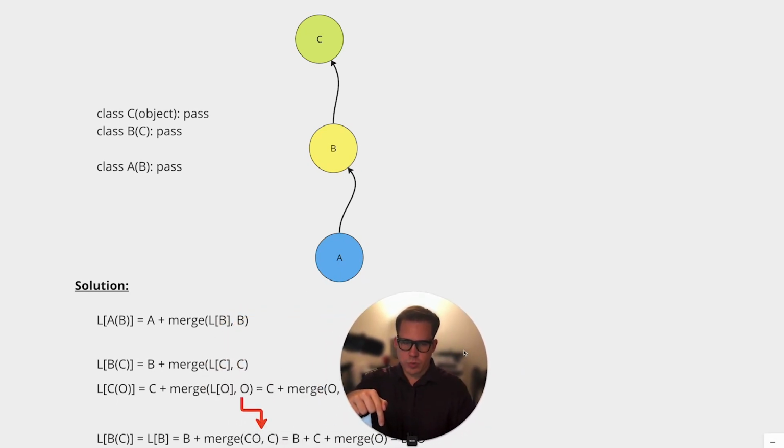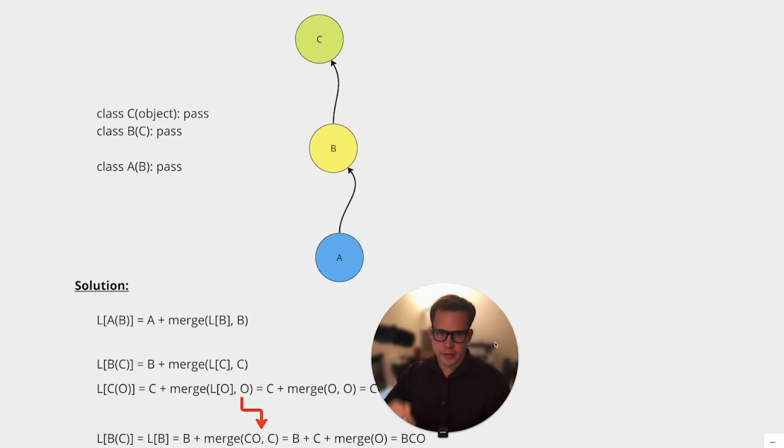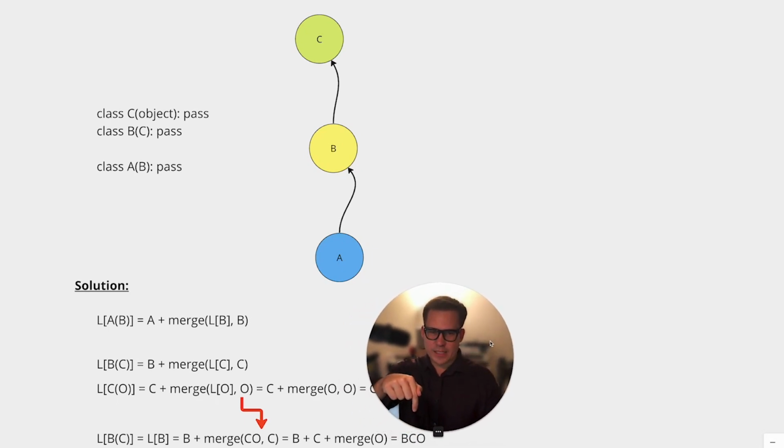So we just merge with O. Merge of O is very trivial. It's just O, okay? Because you pick the head O. You check if O is in another tail. Well, there is no other list to check in, so it's valid automatically. So this becomes BCO, the list BCO, all right?